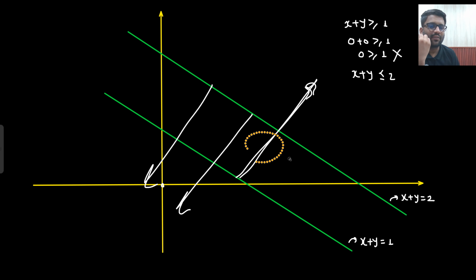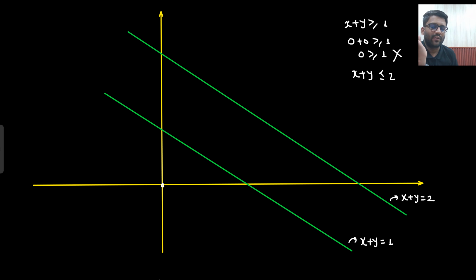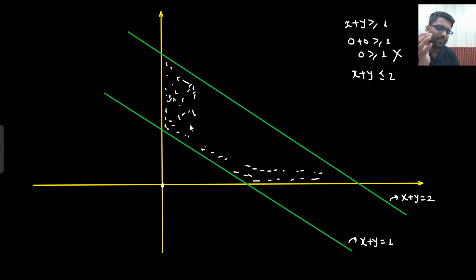So what is our matter of concern? Final matter of concern is this particular region. All this region is our matter of concern, because x should be greater than 0, yes. Y is greater than 0, yes. X plus y should be less than 2, yes, and x plus y should be greater than 1, yes. So this is our matter of concern.